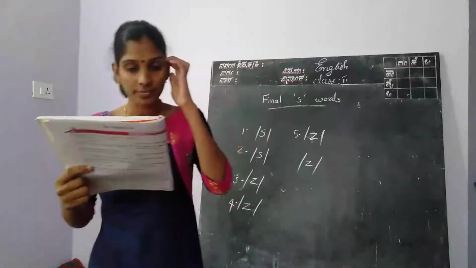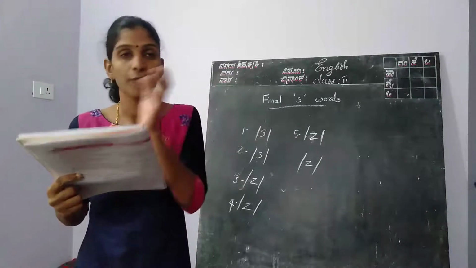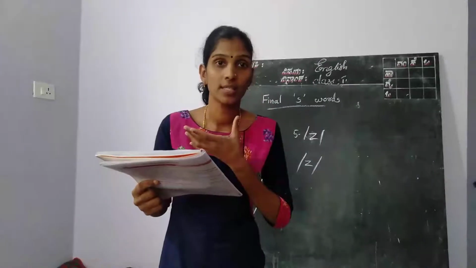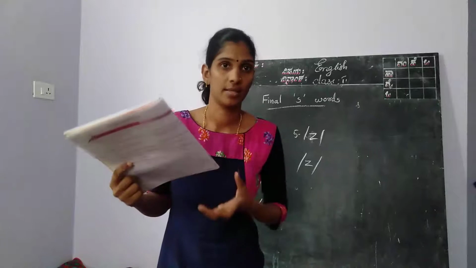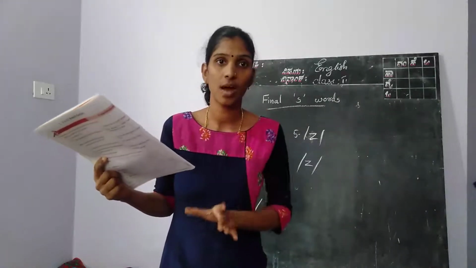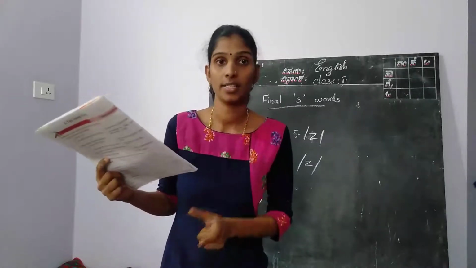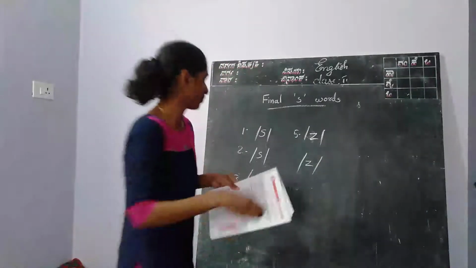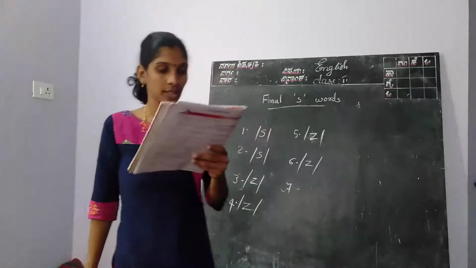And Mary's eyes were full of dash. Mary's eyes were full of tears. Full of tears. Tears also ends with a Z sound. The letter is S, but it sounds like Z. Tears. Okay, Z. Sixth one. Okay. Next, seventh one.